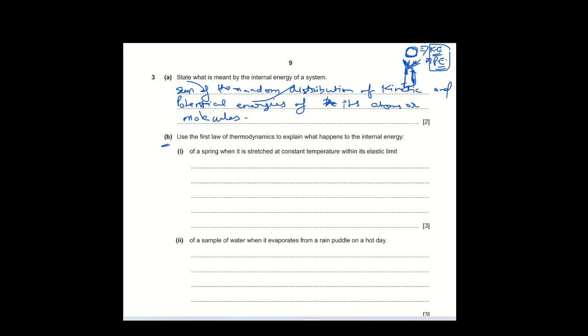Now B part is: use the first law of thermodynamics to explain what happens to the internal energy of a spring when it is stretched at constant temperature within its elastic limit. We know that the change in internal energy is given as delta U is equal to Q plus W, where W is the work done and work done is given as P delta V.